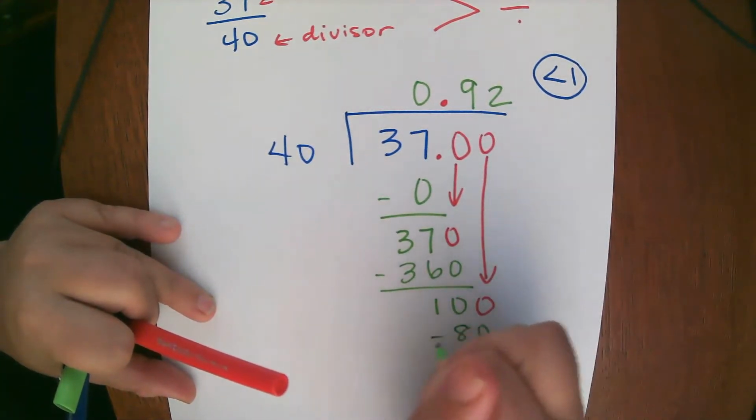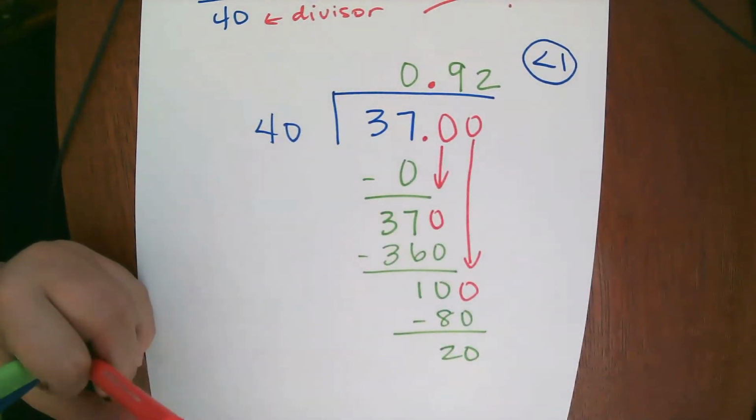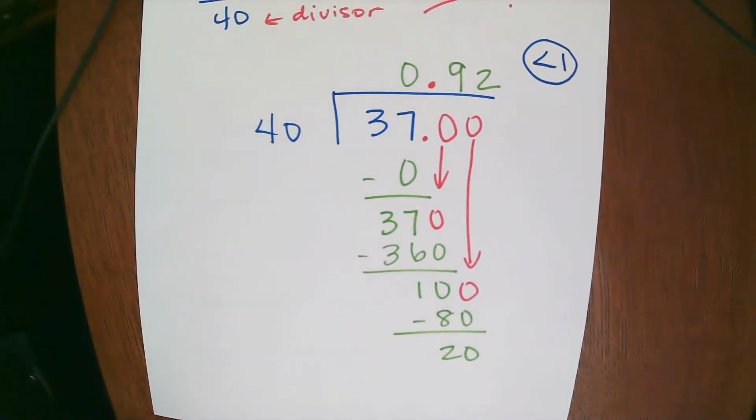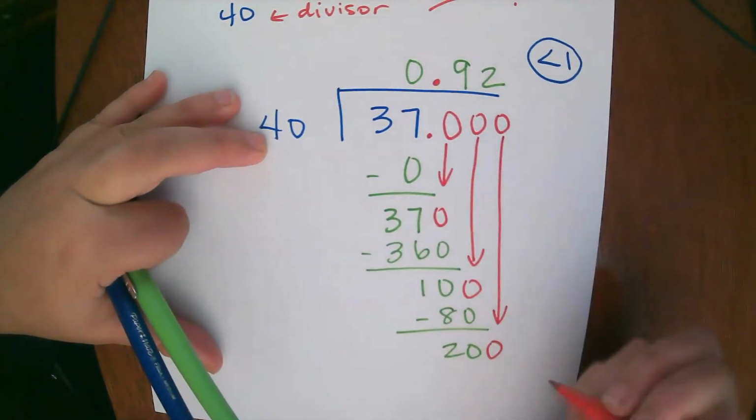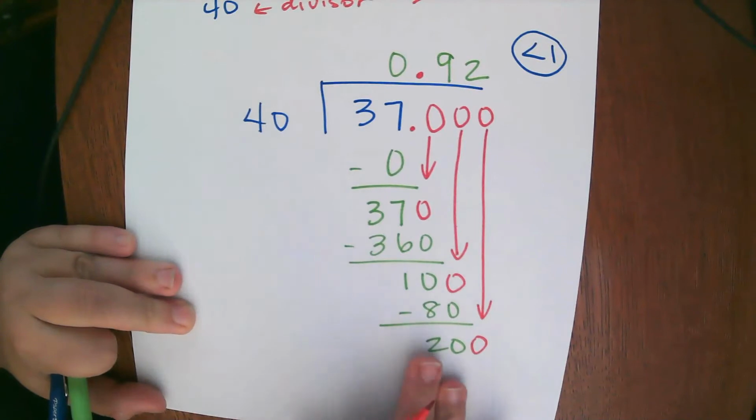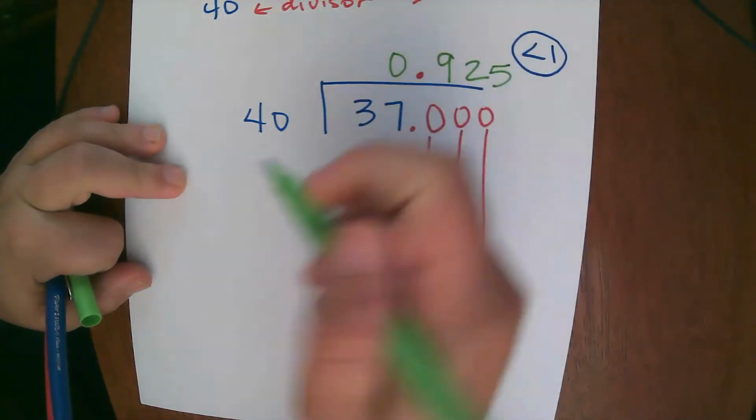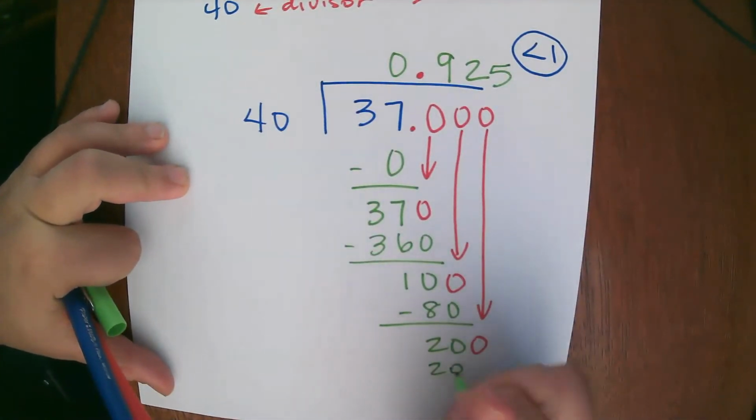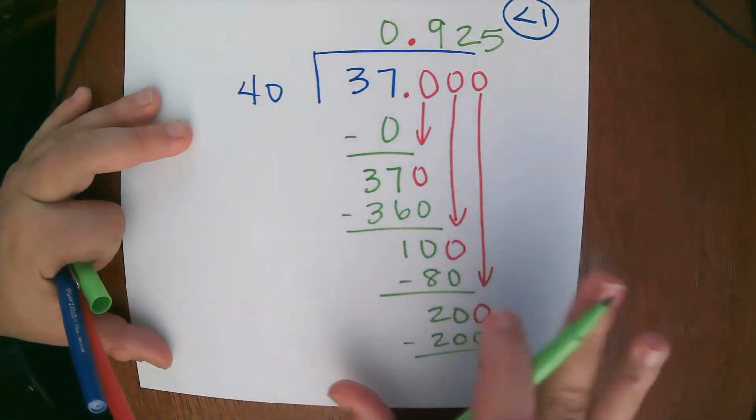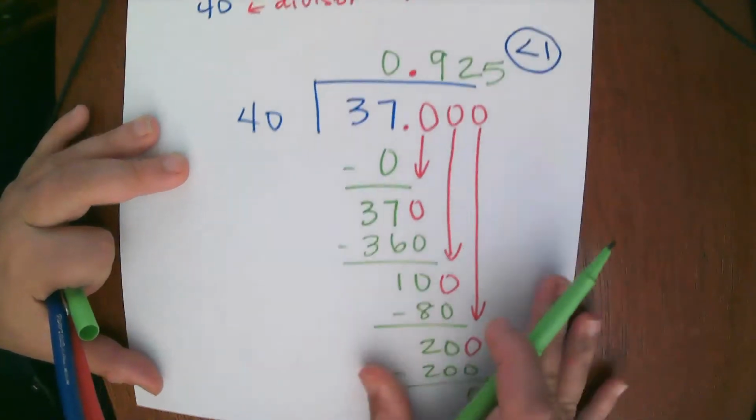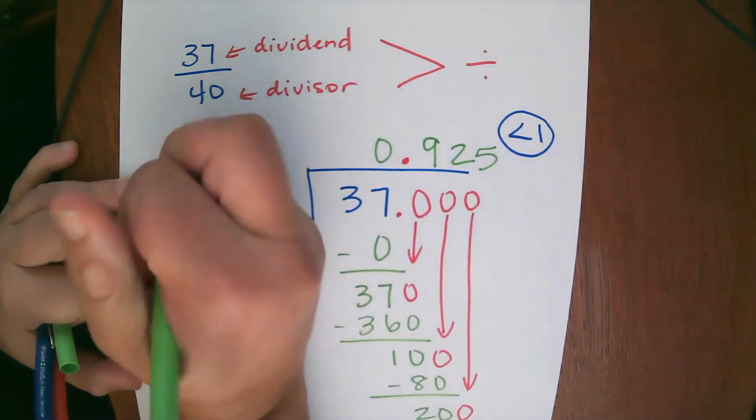Alright, so 40 goes into 100 2 times, so 40 times 2 is 80. Subtract. We get 20 left over. Can 40 go into 20? Nope. So what do you think we're going to have to do? I hope you said add another 0, so let's do it. How many times does 40 go into 200? Goes in 5 times perfectly. 40 times 5 is 200. Subtract. Nothing left over. So once you get to that 0, you can stop. You don't have to keep adding any more zeros up here. We're done.